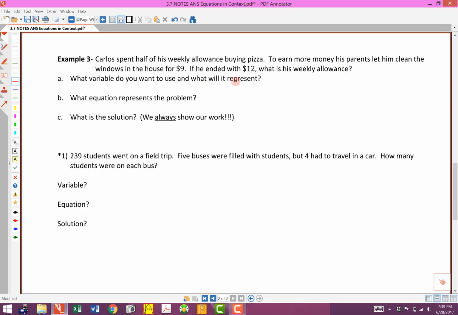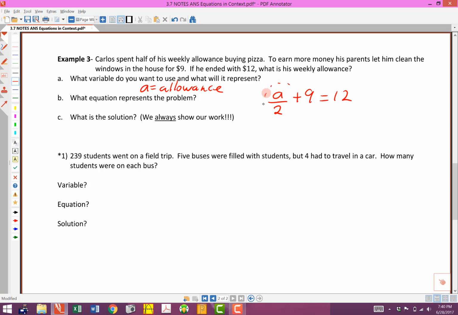So what variable do you want to use and what will it represent? So A for allowance. Now let's represent what happened in the situation with an equation. He spent half of his weekly allowance buying pizza. So he started off with his allowance, and the first thing he did is he spent half of it. So he got rid of half of it, so we just divide that by 2. That's how much would be left after he spent half of it. Then his parents let him clean the windows on the house for $9. So they're going to pay him $9. That's going to increase the amount of money he has by 9. So we're going to add 9, and then that would equal 12.